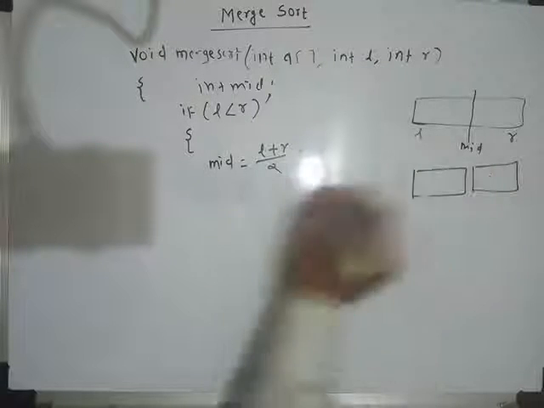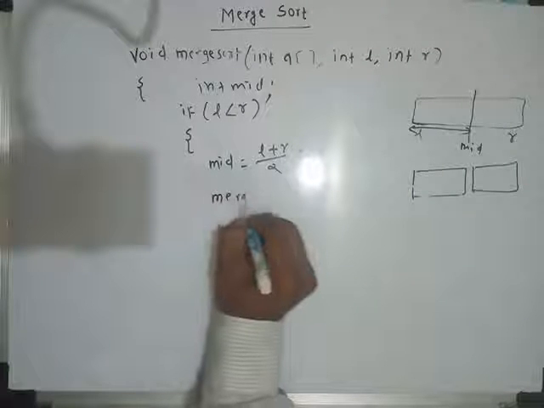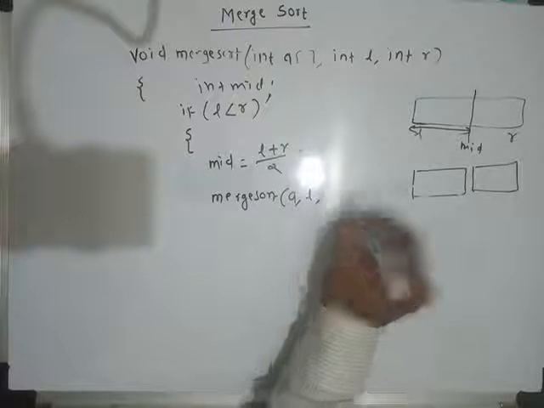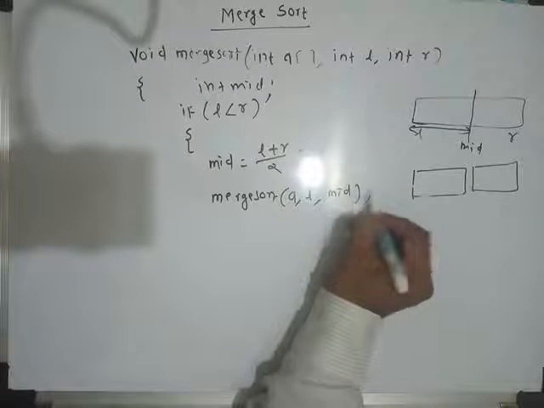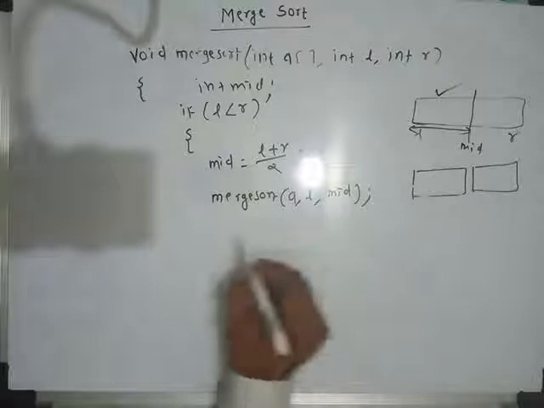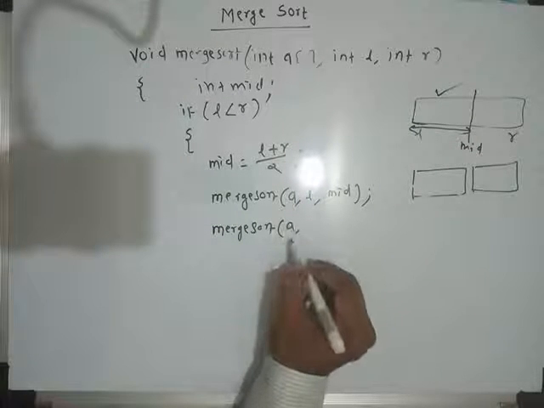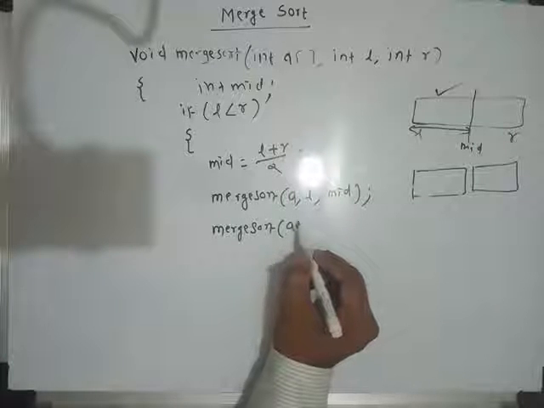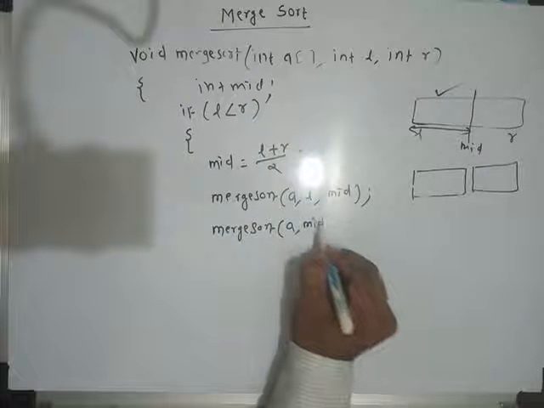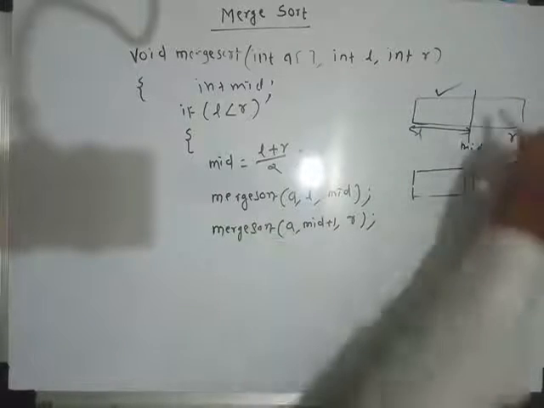Now from L to mid is my left part. So I'll call merge sort on this. Merge sort on the same array, starting at L, but now ending at mid. This merge sort call will give me this left part sorted. Once I get the left part sorted, I'll call merge sort on the right part. The array is same, it is starting at mid plus 1, and it's ending at R. So this call will give me this part sorted.